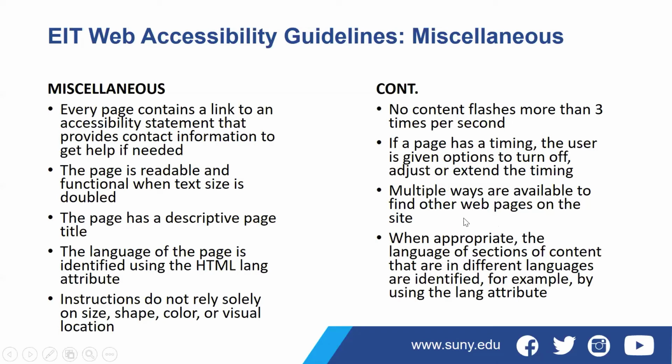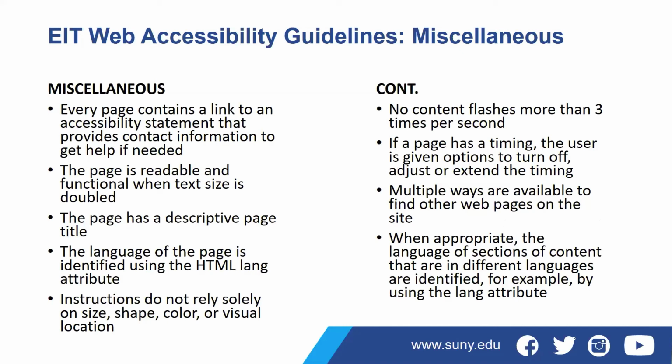This one, multiple ways are available to find other web pages on the site. I'm not completely sure what they meant by this particular rule, but I think it's that you want to have breadcrumbs and you want to have some kind of a menu that shows people how to move around on the site. So don't just use one way to help people navigate.